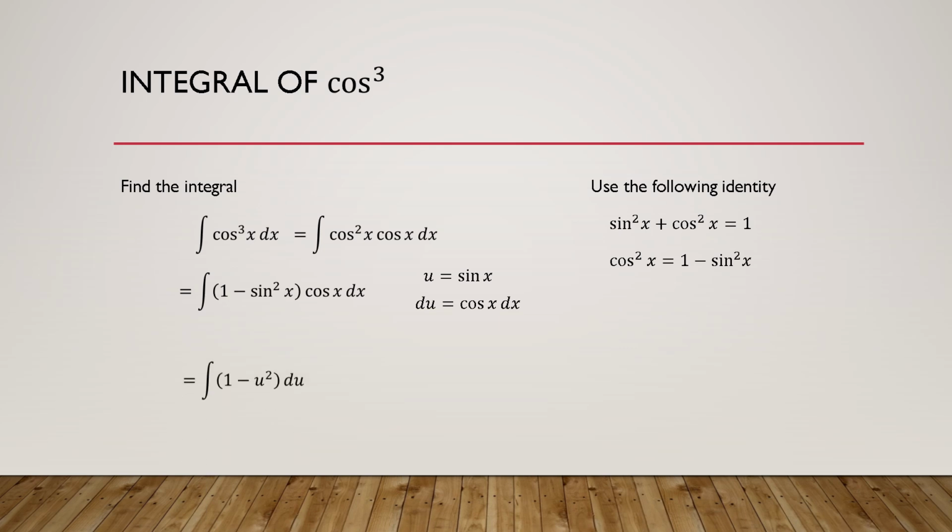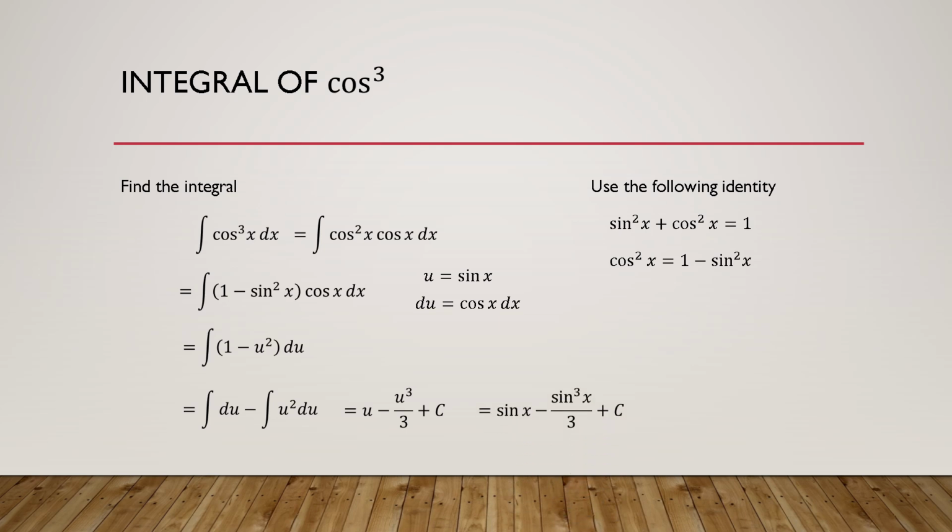This gives us the integral of 1 minus u squared du. We split the integral at the minus sign, then take both integrals to get u minus u cubed over 3 plus c. When we substitute back in, we get our final answer, sine x minus sine cubed x over 3 plus c.